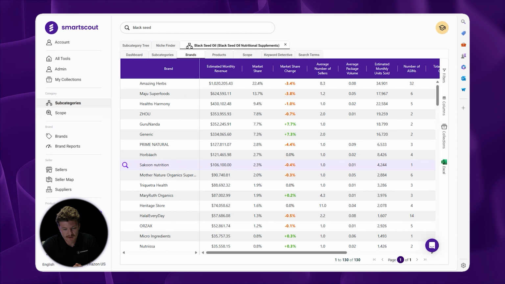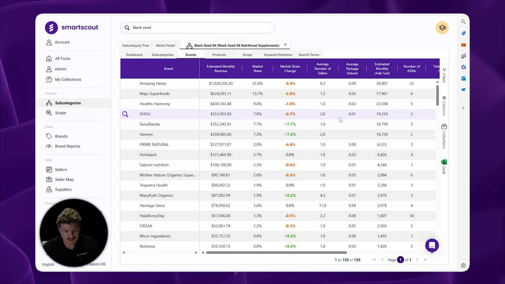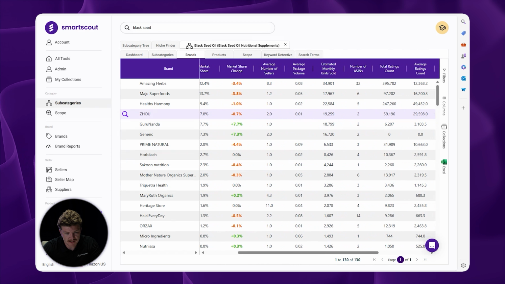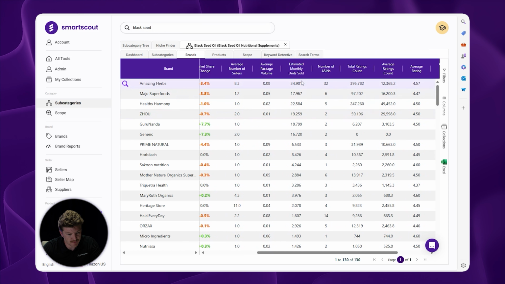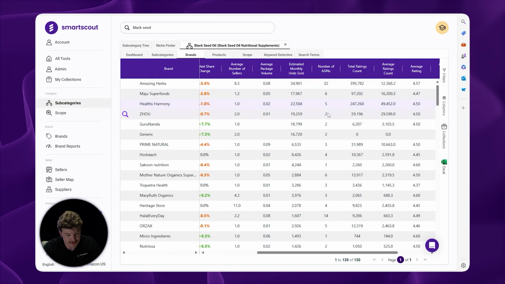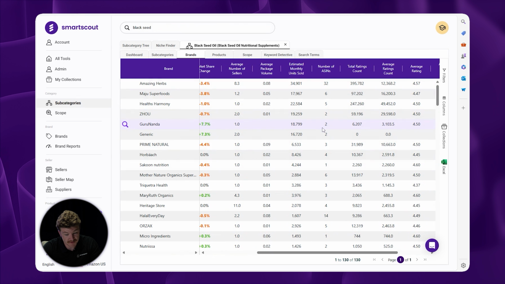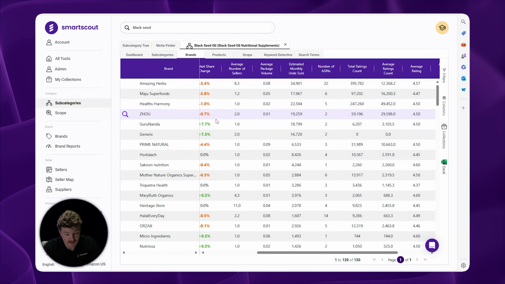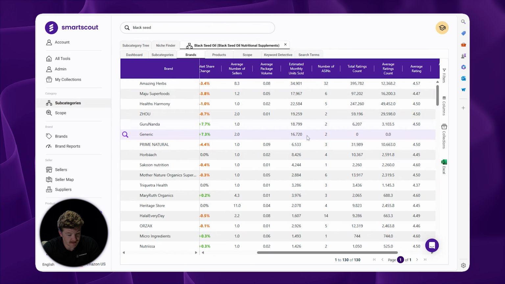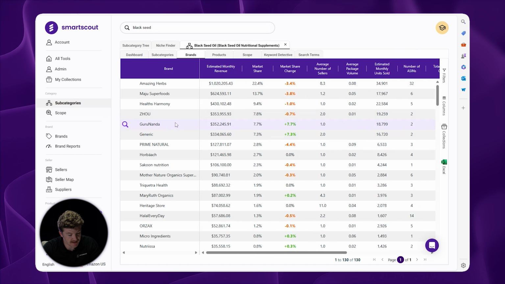Let's find out. All right, now let's fully compare and see how we can find this gap in the market. As we scroll over here, we can see the units that each brand has, and the number of ASINs that each of these brands has as well. This is great because we can say, if we come in here and we copy something like Guru Nanda, let's actually focus on this brand. These guys are very popular on TikTok. You've probably heard of them if you're in that space.